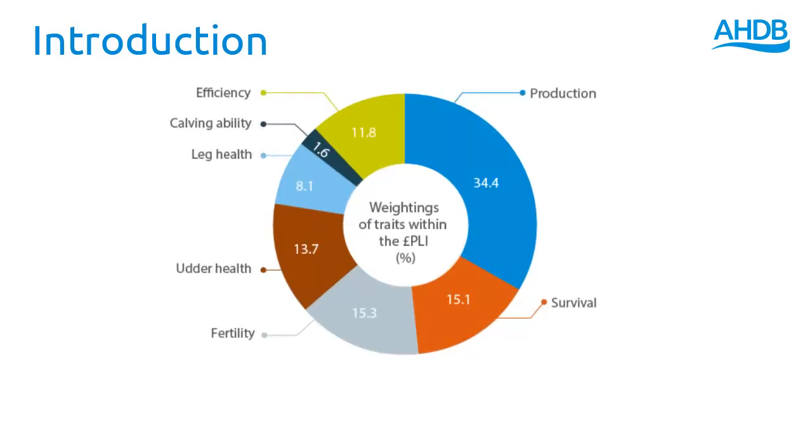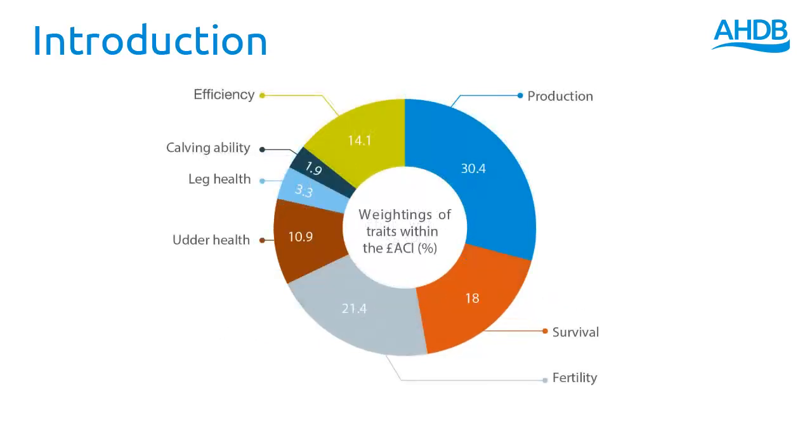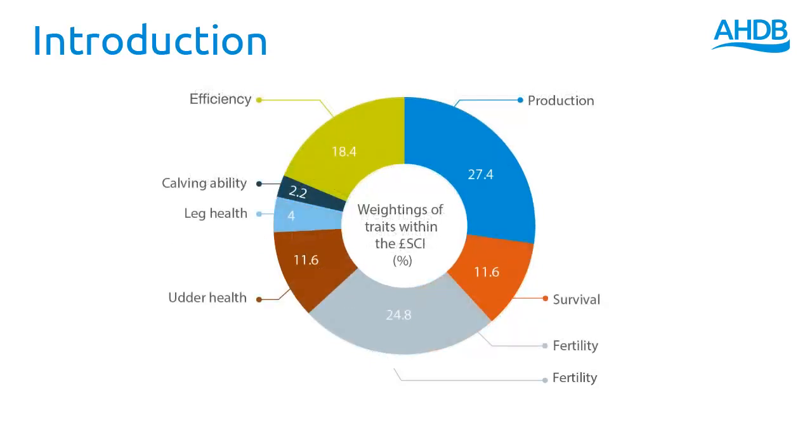PLI, Profitable Lifetime Index for all year-round calving herds. ACI, Autumn Calving Index for autumn block calving herds. SCI, Spring Calving Index for spring block calving herds.